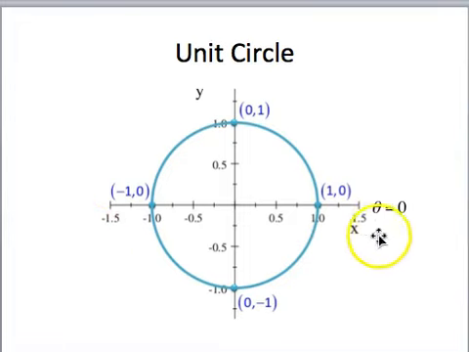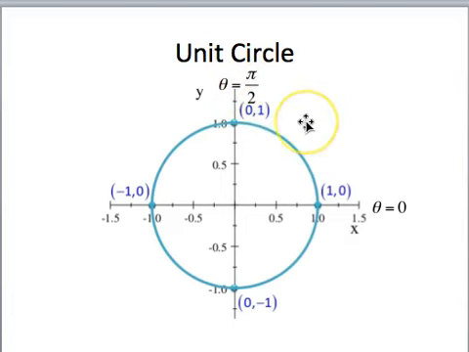So on our unit circle, we have theta is 0 here. The x value is cosine, the y value is sine. So cosine of 0 is 1, sine of 0 is 0. We have pi over 2 up here, cosine is the x value, cosine of pi over 2 is 0, sine of pi over 2 is 1.